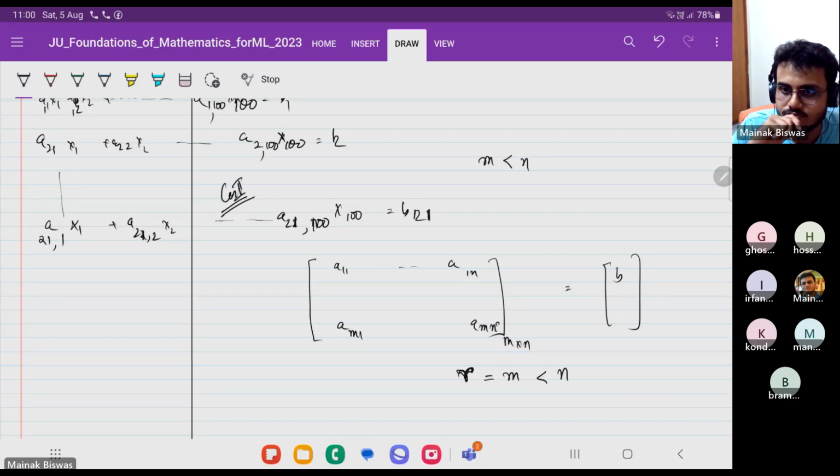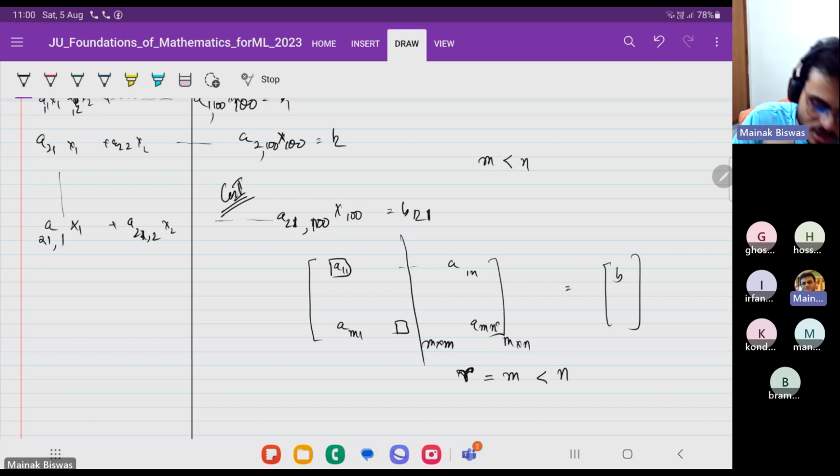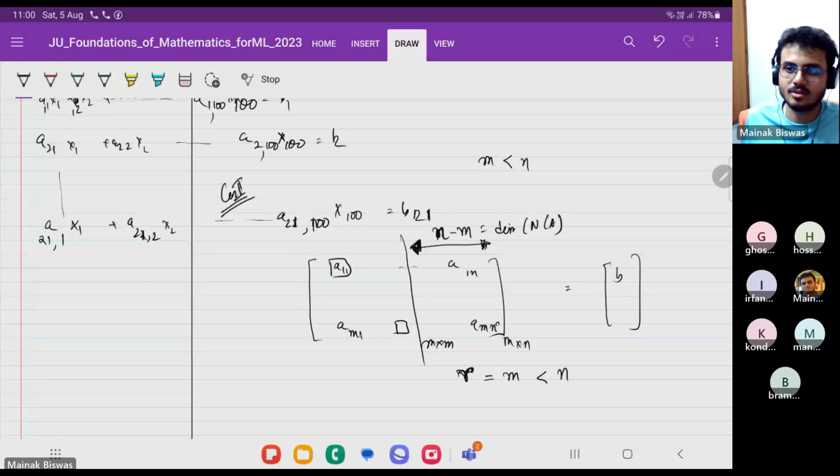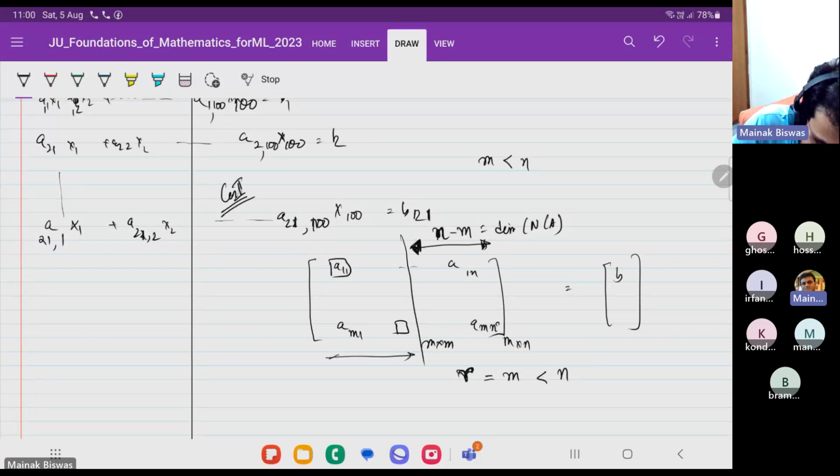There is a very easy solution. If you can just see it, you will be like, wow, I have done it. Do you see that from here to here, this is an m cross m matrix or not? And how many columns are left? N minus m. So this will be your dimension of the null space, right? And r equal to m is your dimension of the column space. Agreed?